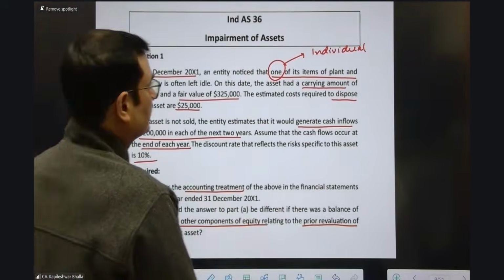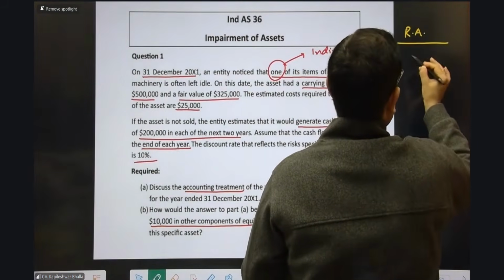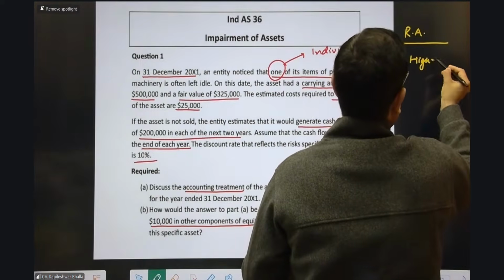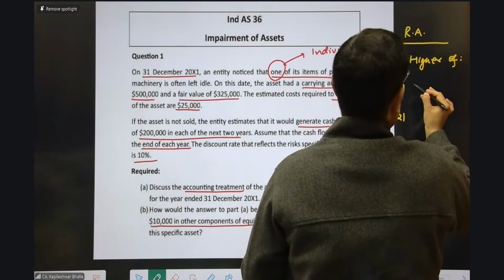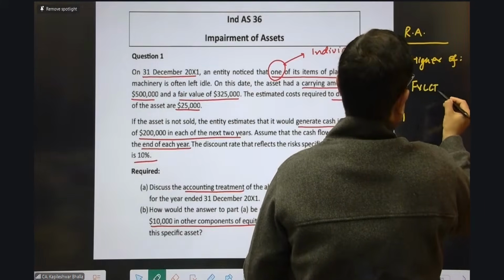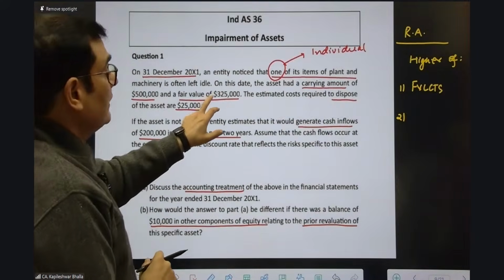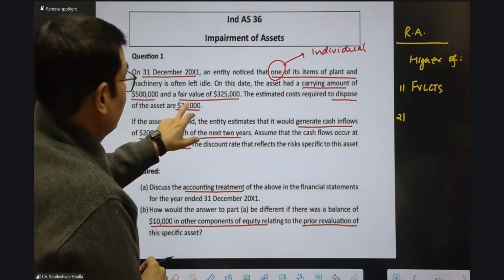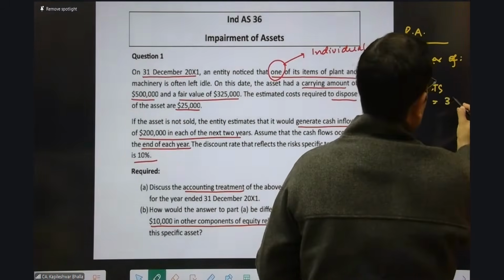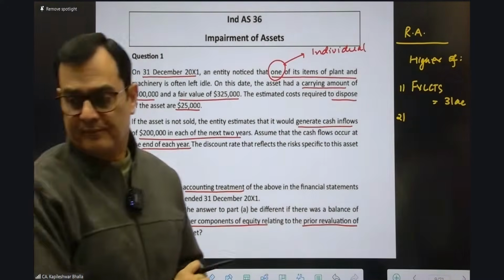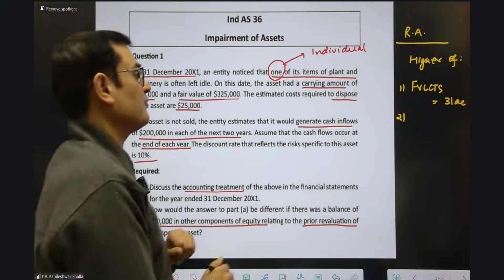At the first instance, we need to calculate the recoverable amount, which is the higher of the two. One is the fair value less the cost to sell. So let's see what is the fair value less the cost to sell. The fair value is 325 and the cost to sell is 25. So can I say the fair value less cost to sell is 3 lakhs? That's right. And then it says that we're going to generate inflows of 2 lakhs for the next years.